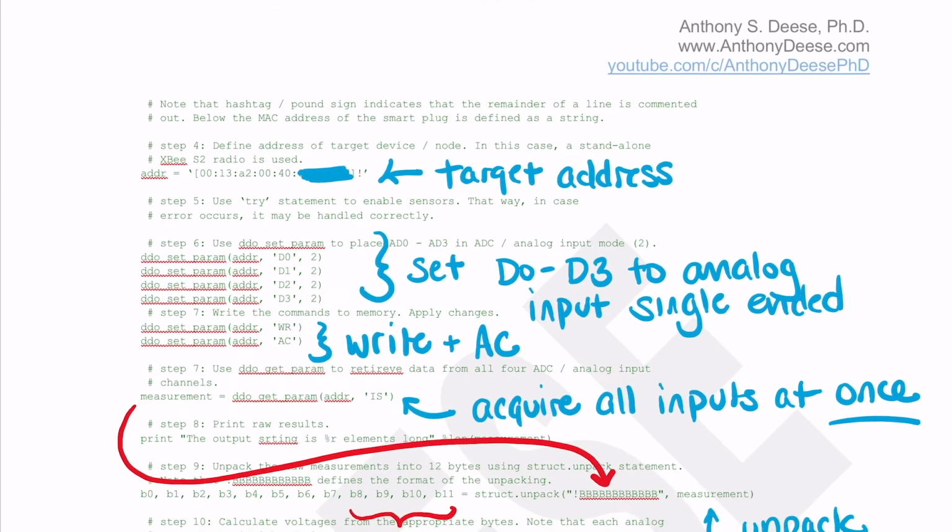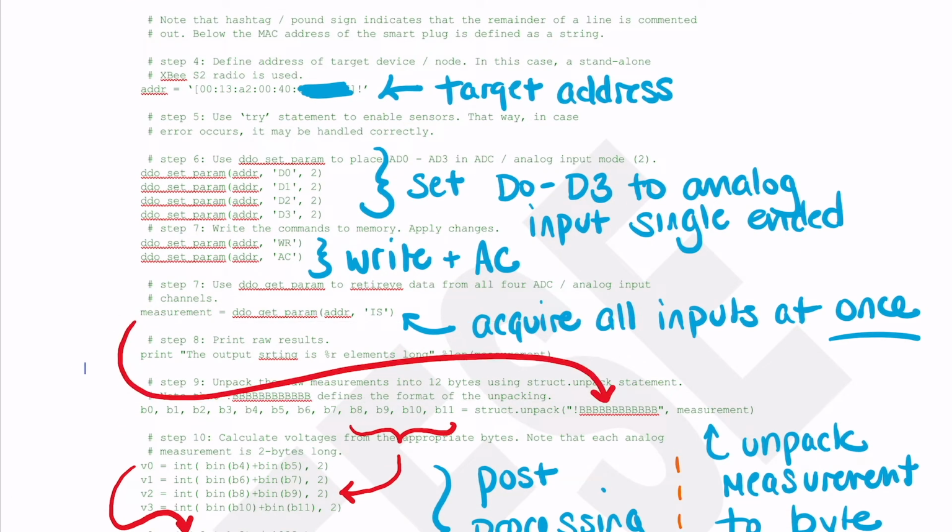Okay. Next step is to define the address of the target device or node. In this case, we're using a standalone S2 radio, and the address is provided here. Again, remember, you have to have the brackets, you have to have the exclamation point in order for it to process properly. It says use a try statement to enable the sensors. I guess I didn't actually use the try statement, but I would recommend that you do so. That way you can catch any exceptions that come up.